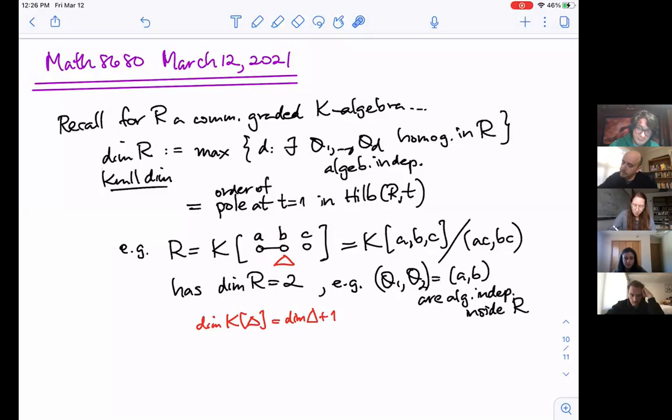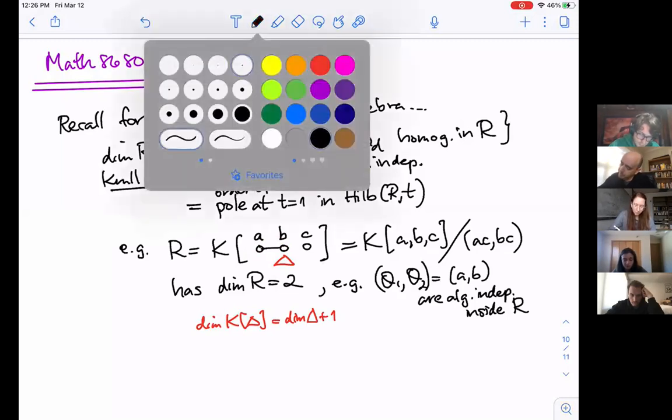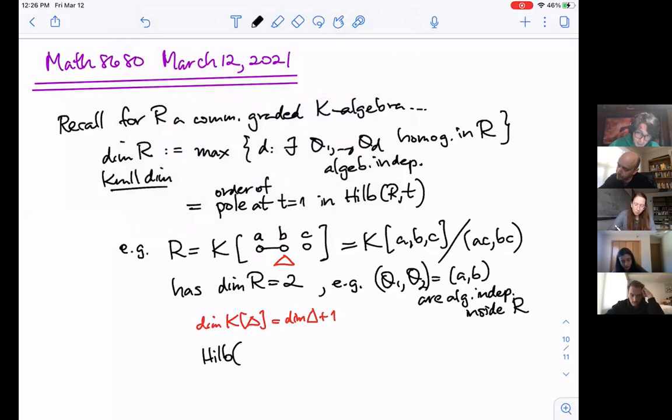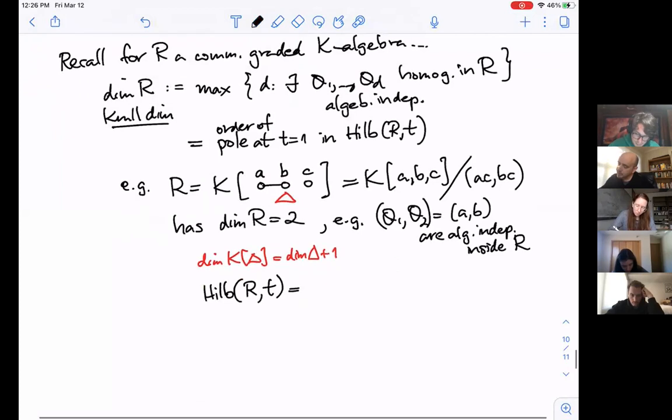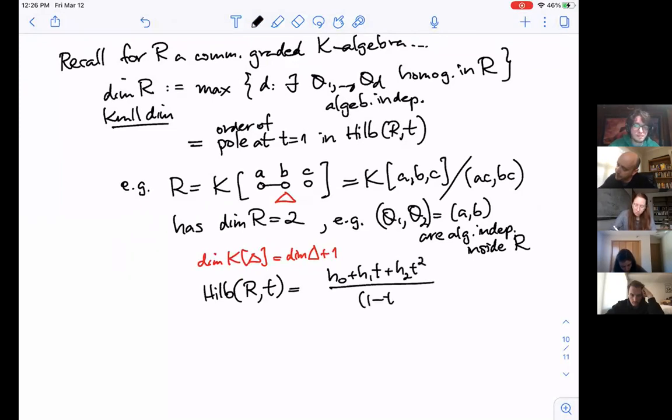On the other hand, we could have computed the Krull dimension by looking at the Hilbert series for this simplicial complex. And we know that's going to be h0 plus h1 t plus h2 t squared over (1 minus t) squared. And we could figure out what those h's are. Let's do it, because we'll keep working with this example. The f-vector is 1, 3, 1, right? That's f negative 1, f0, f1. So I'm just counting the empty face, vertices, and edges.